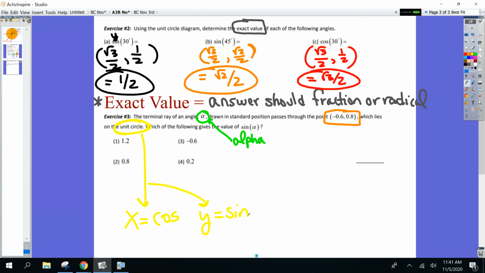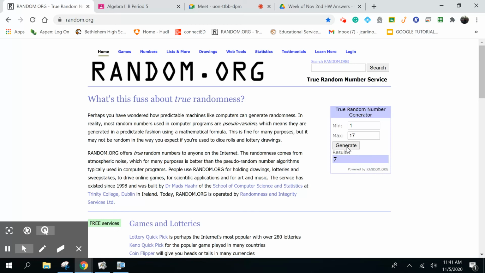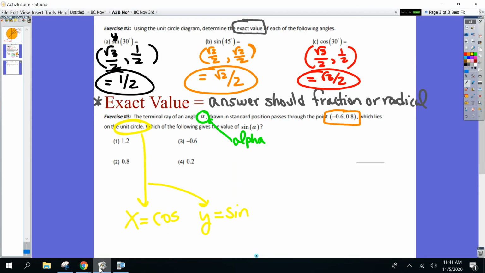Which of the following gives you the value of the sine of alpha? Which gives you the value of sine of alpha? And it's already on the unit circle for you. So out of those 2 points, which one are you going to pick off? Katie, which one do you pick off if I'm looking for the sine? 0.8. Because that's what coordinate, the X or the Y? The Y. There you go.